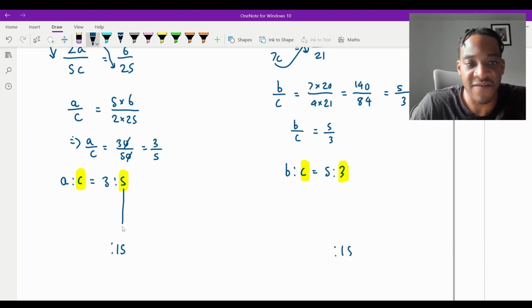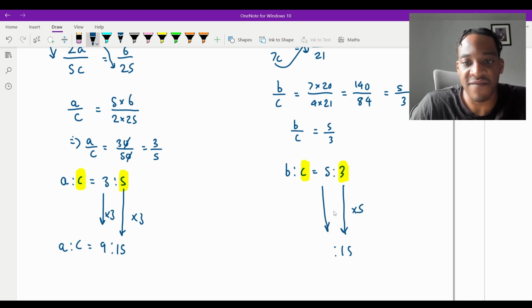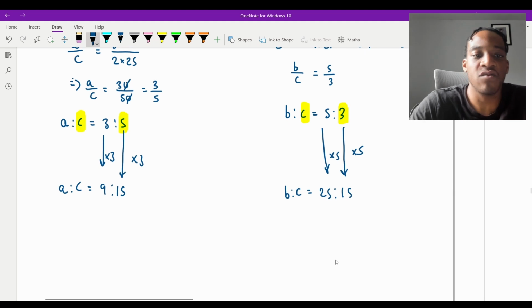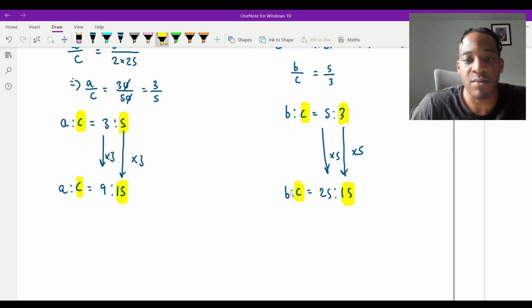Now, how do I go from this 5 to this 15? I have to times by 3, meaning I have to do it with this one as well. So this becomes 3 times 3, which is 9. So therefore, we can say that this ratio is the same as 9 to 15, A to C. And in this one, how do I go from a 3 to a 15? I have to times by 5, meaning I have to times this one by 5 too. So 5 times 5 is 25. So therefore, we can say that B to C is the same as 25 to 15. Now, why is this helpful? Because now the C's are the same, right?